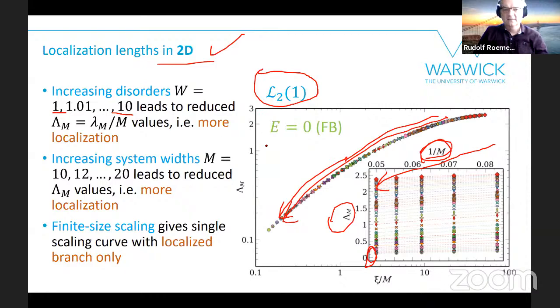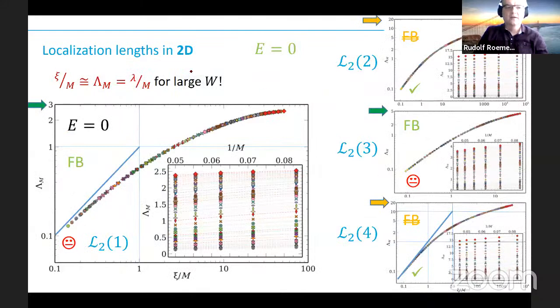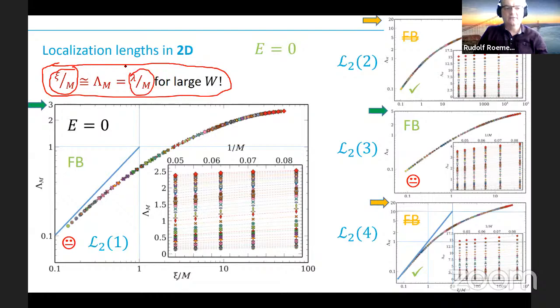So that is at the flat band energy of E equals 0 in the Lieb lattice. Nothing special about it. Or is it? Let's have a look. Well, the localization lengths in 2D should, I've said this before, if I go to large system size, become equal to the localization lengths in 2D for the infinite system. So this finite size scaling curve should become actually an identity.